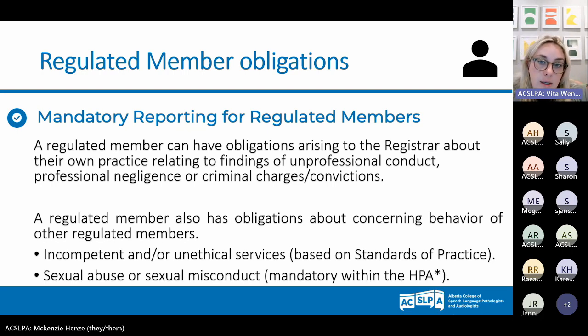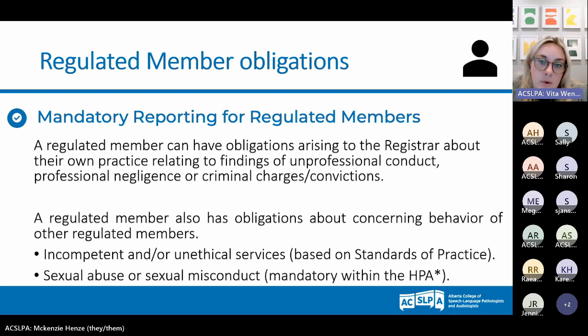I am reporting it to the college based on my obligation, as well as, of course, professional negligence findings relating to civil suits or criminal charges or convictions. So, hi registrar, I've been convicted of a criminal charge, or I've been charged with this criminal charge. There are different obligations, and there is a form, I believe it's still available on our website relating to that, and I encourage you to go look at it if you've never seen it before.